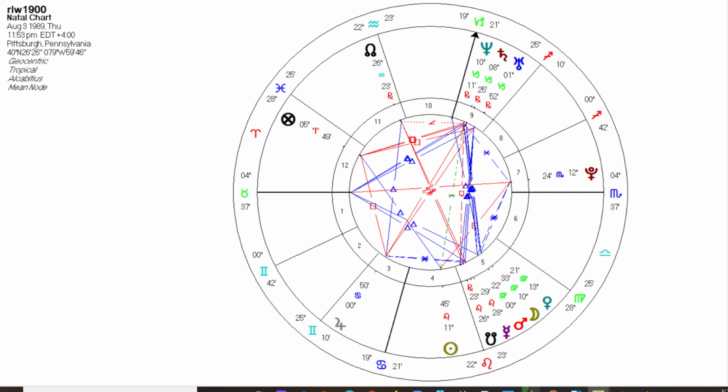We didn't look to see if there was any kind of fun stuff. Like we didn't get RLW 1900. Okay, RLW 1900, what's advancing? This stuff. That's it. Oh wait, these things, right? This stuff is in the ninth. Pluto. Pluto is advancing in the seventh house, right? We were just looking at it, right?